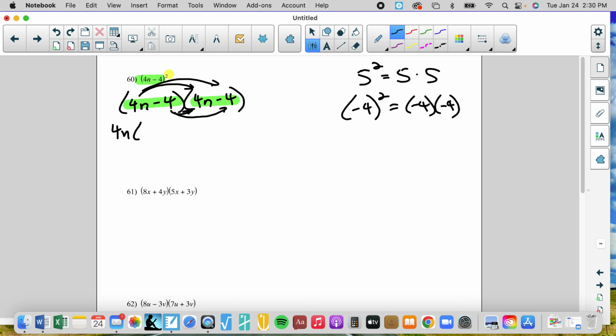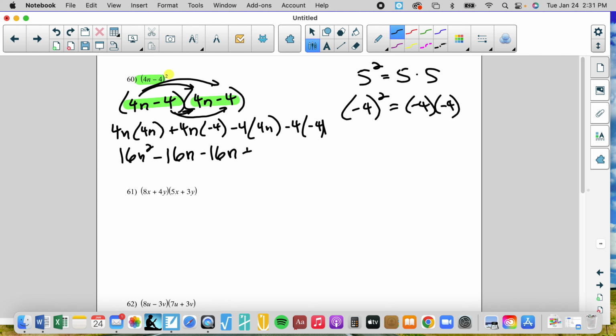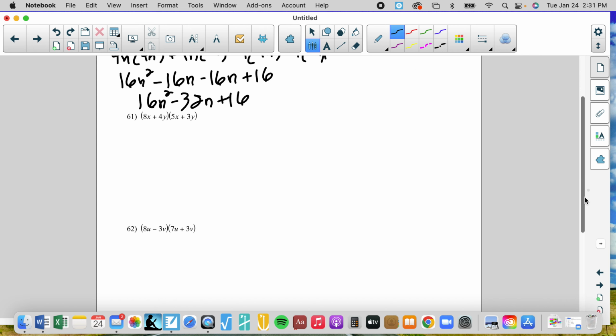So we get 4n times 4n plus 4n times negative 4 minus 4 times 4n minus 4 times negative 4. That's going to be 16n squared minus 16n minus 16n plus 16. A lot of 16s there. This time my inside and outside are not opposite. They're the same. So you're going to double that value. 16n squared minus 32n plus 16. That's an interesting one. You should do a lot of those examples.